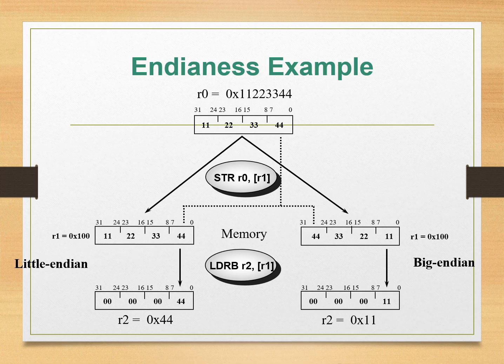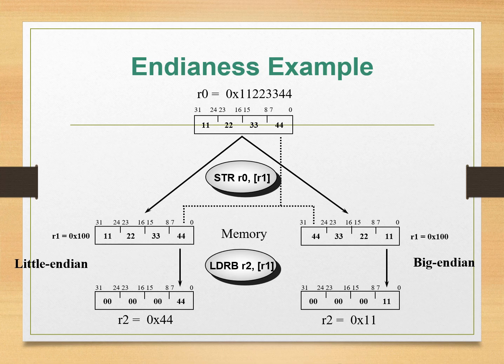Okay, so now we are talking about endianness examples. As we know, in the ARM processor you can use either little endian or big endian. What we mean by little endian or big endian: if you look, this is the register R0, where the content of R0 is 32 bits, from bit 0 until bit 31. So the content is 1 1 2 2 3 3 4 4.